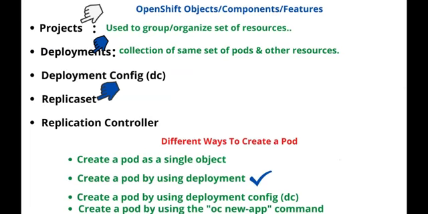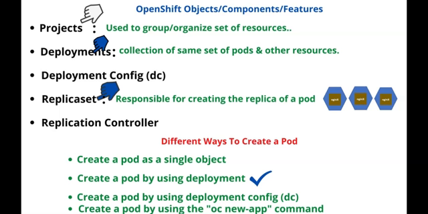So the replica set is responsible for the replications or replicas of a pod. So if you want to increase or decrease the quantity of a pod accordingly, the replica set allows you to do that. And with deployment, you don't have to create the replica set features separately. The replica set will automatically be created and managed by the deployment.